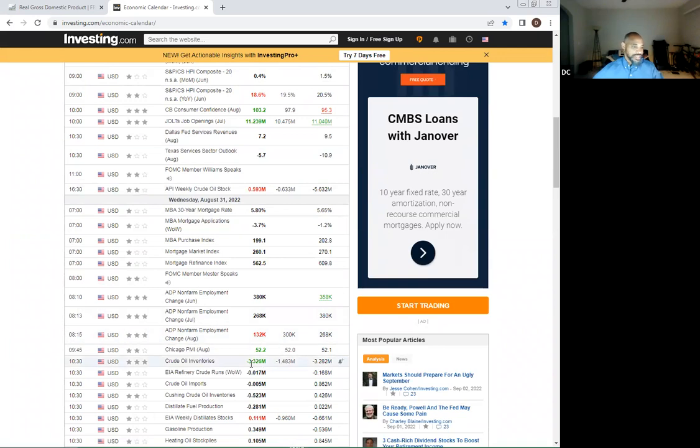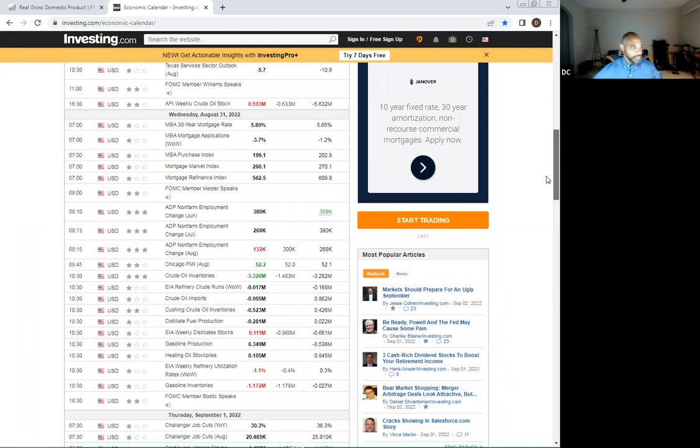Crude oil inventories, that's down. Depending on how you look at it, that could be bullish if you're an oil trader because inventories are down. That means prices likely go up. And so that's something to consider there. Also impacts inflation. Non-farm payrolls, those were down, but not down enough to make it significant for any big change in Fed policy.